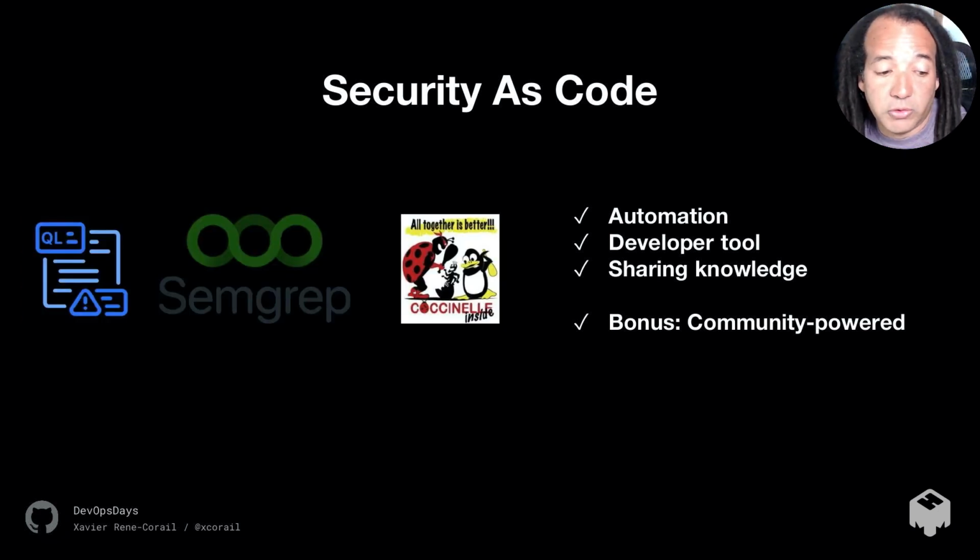There are other tools that allow you to leverage the same principles. So I'm thinking about Semgrep or Coccinelle, for example, where you have this same community-powered security as code. If you compare them to CodeQL, they are less powerful. You don't have the data flow and taint tracking features that are so important for security, but on the other hand, they are simpler and the learning curve is shorter.